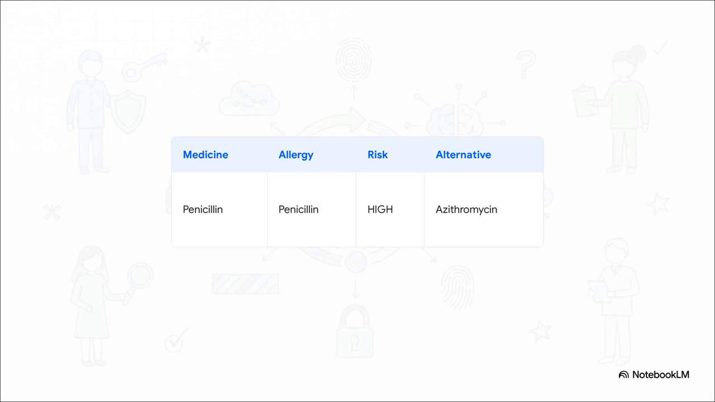It sees the prescribed medication as penicillin. It sees the documented allergy as penicillin. It instantly flags the risk level as high. But it doesn't just stop the doctor in their tracks. It actively helps them by suggesting safe alternatives right there on the screen, like azithromycin or cephalexin. This entire life-saving intervention is only possible because the patient, the emergency responder, and the doctor are all operating off the exact same, securely accessed truth.